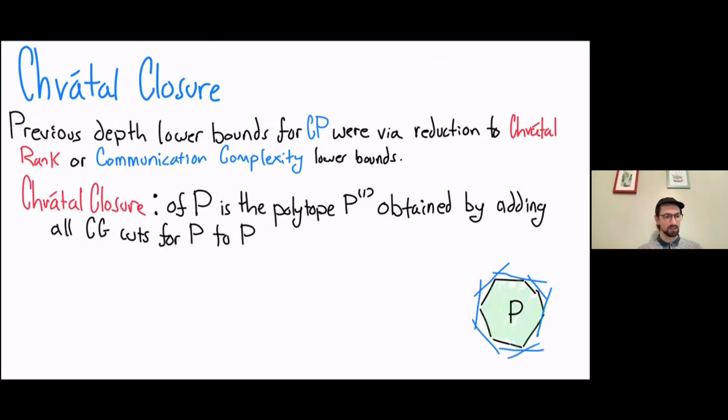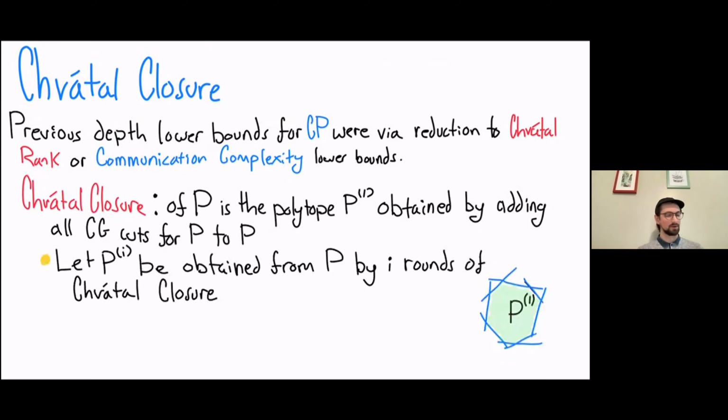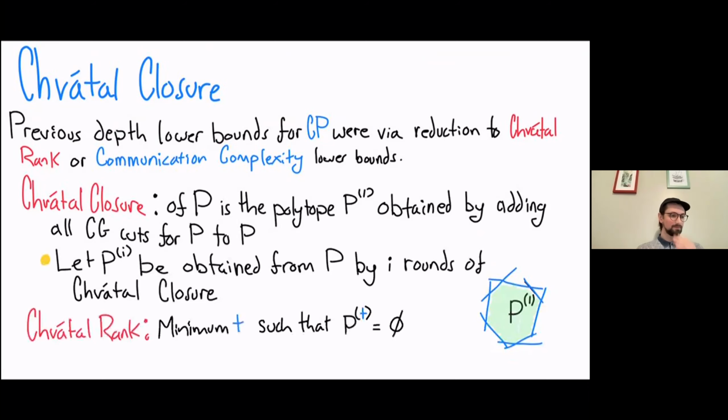There's all the possible valid half spaces, and there's their rounds of them. And so we're going to similarly let P^i be the polytope obtained by taking i rounds of this Chvátal closure. And then the Chvátal rank is just the minimum t such that the t round closure of the polytope is empty.